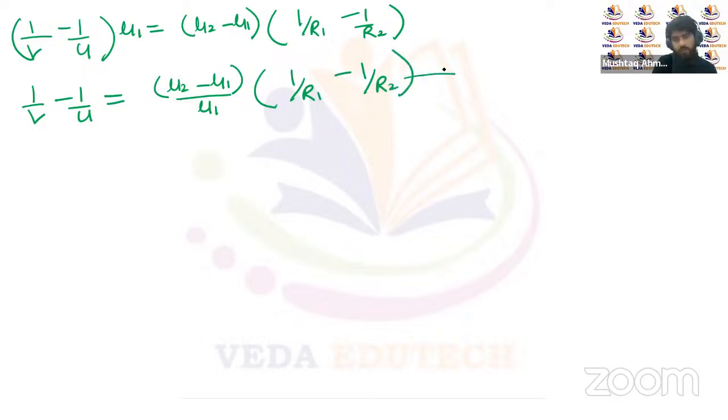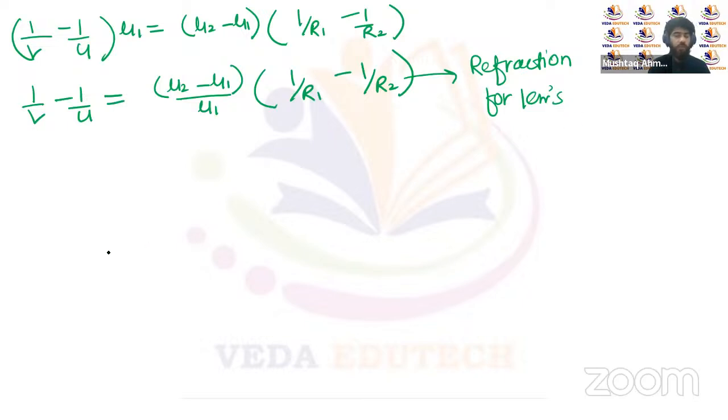This is what we call the refraction formula. This will be the refraction formula for the lens. Now let's calculate the focal length from this equation.